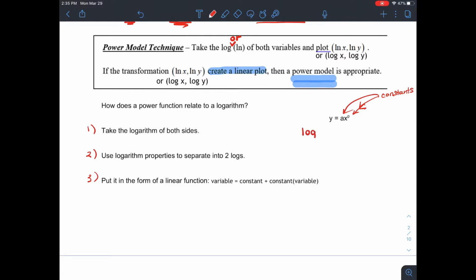So I'm just going to do a common logarithm here. I'm going to do log of y. So I did that on the left. On the right, I'm going to do log of ax to the p. So ax to the p is the argument of that logarithm. Okay, then it suggests here in step 2, we're going to use logarithm properties.